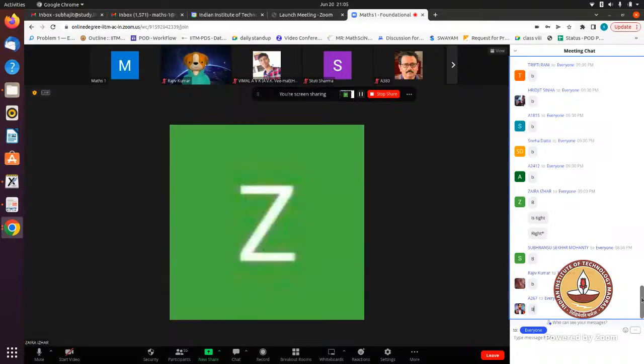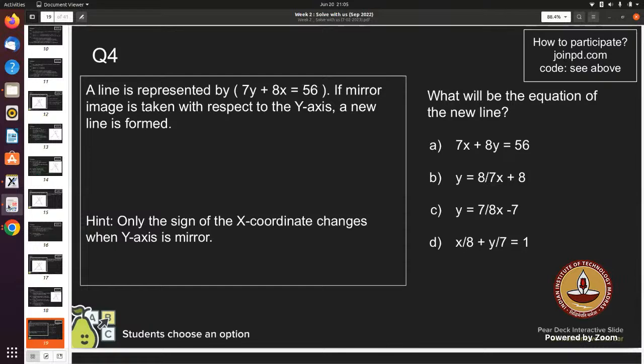Yes, sir. It is given here that only mirror, we have to find its mirror image. And in the hint, it is given the sign of only x coordinate changes. So we have changed its x coordinate. So y is equal to 8 by 7 plus 8. 56 upon 8 is just 8.